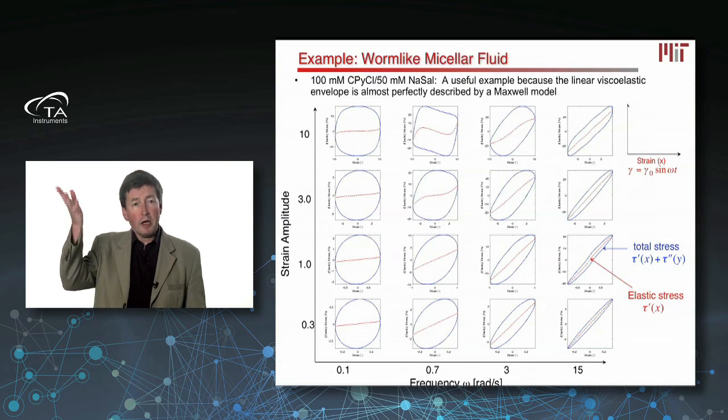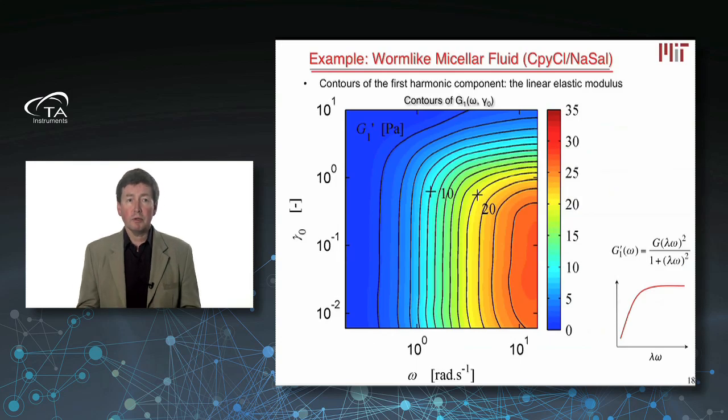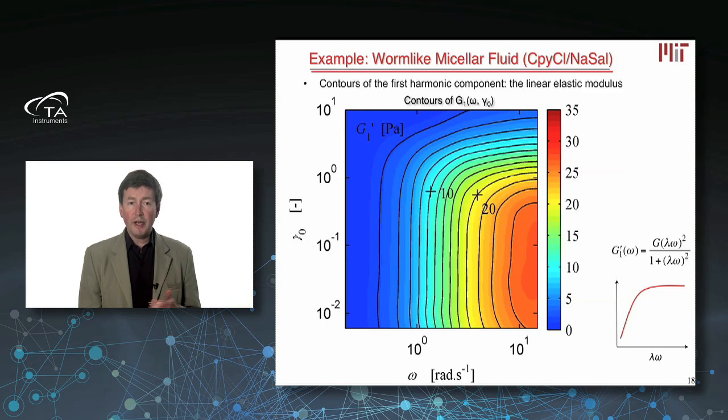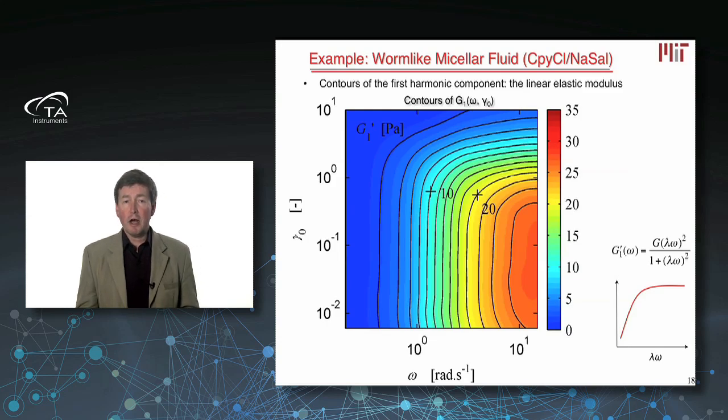As I go to larger and larger strain amplitudes, you can see that the elastic response becomes more and more nonlinear. So we can take these kinds of measurements and we can compute the coefficients, E1 and E3 of them, and I can plot contours of these things. And so here's contours of the first harmonic coefficient for elasticity, or G1 primed, or E1, the elastic modulus.